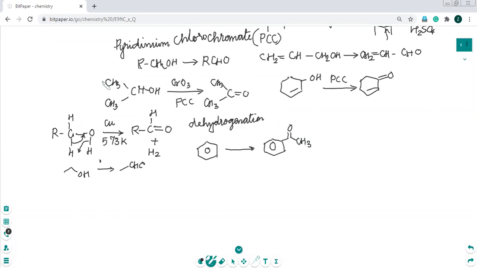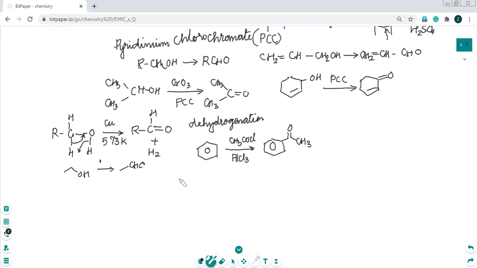So this can be done by using CH3COCl, acetyl chloride, in presence of aluminum chloride. And you call this the Friedel-Crafts reaction, which you have studied. So that is a method of preparing specific aldehyde. Okay.